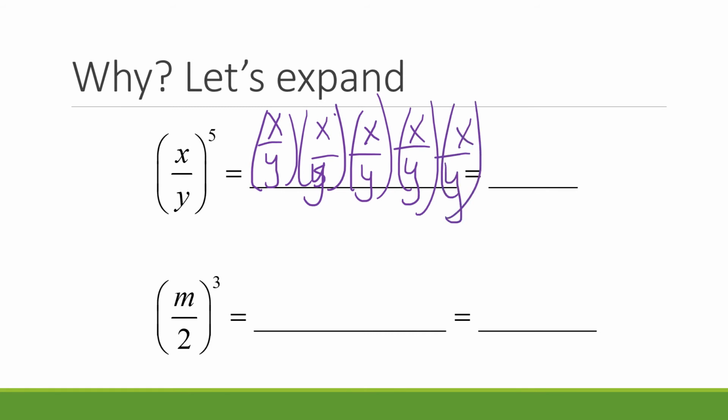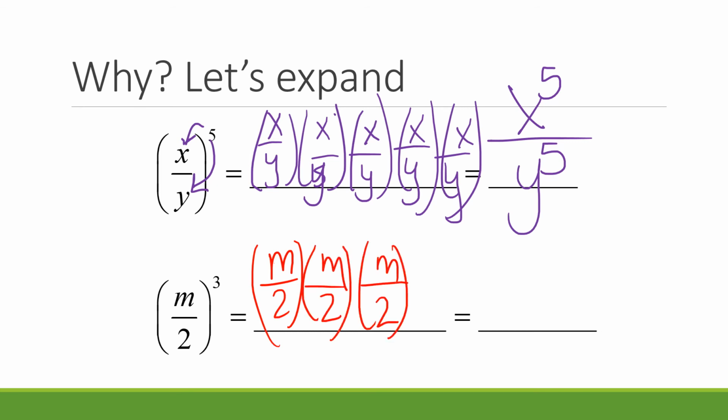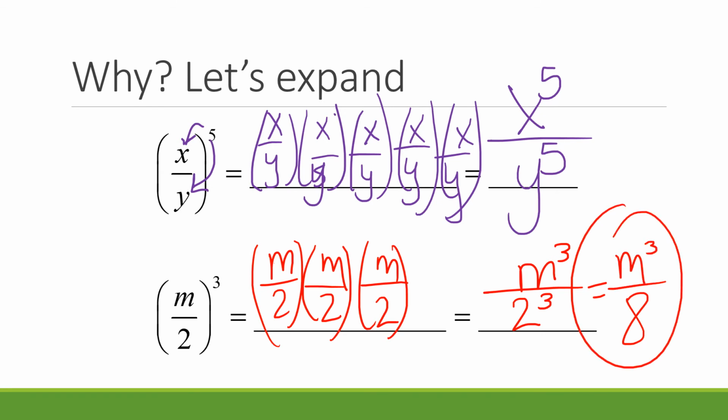That's why we have our rules. So how many times am I multiplying x by itself on top? 5 times. How many times am I multiplying y by itself on bottom? 5 times. So you can see why we would just distribute to both. What if there's a number? All right, this means I'm going to have this fraction 3 times. M times itself 3 times, 2 times itself 3 times, and as always, if it's a numerical base, simplify it. So again, this proves why we distribute the exponent to both.